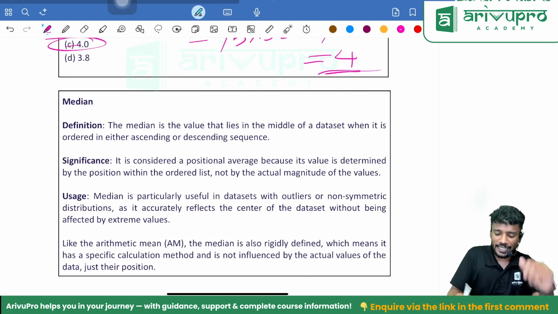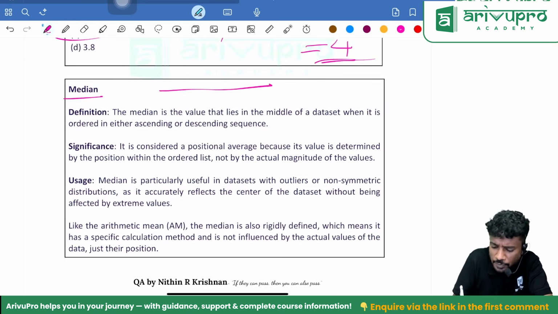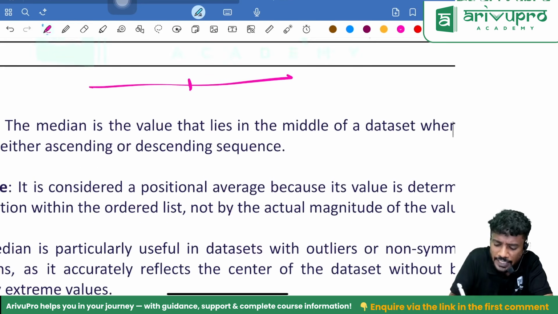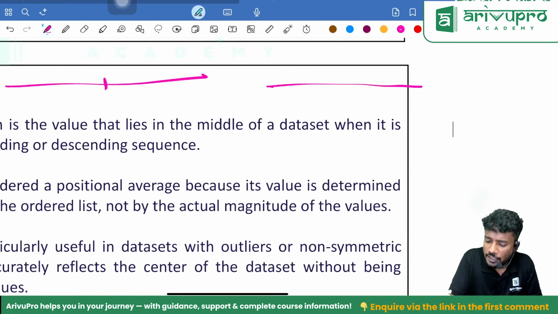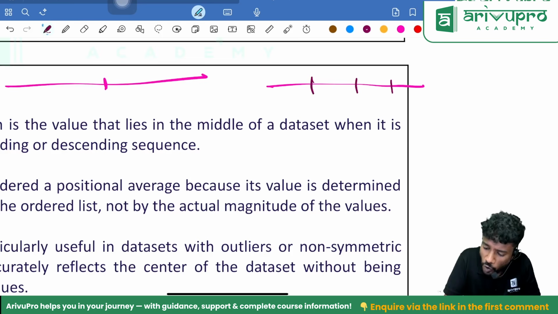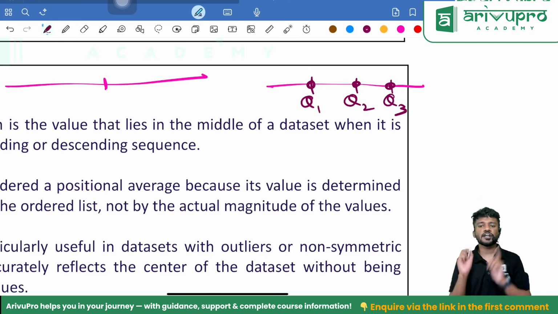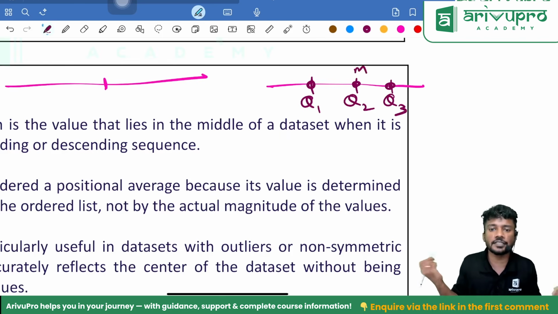Next one. Median. What is happening with median? Median, for example, if this is a line segment, will divide it into 2 equal parts. Then we have quartile. Quartile will divide it into how many equal parts? 4 equal parts. So how many quartiles are there? 3 quartiles. Which are those quartiles? Q1, Q2 and Q3. The funniest part is Q2 is nothing but our median. If you look into the line segment, this will be the median itself, right?